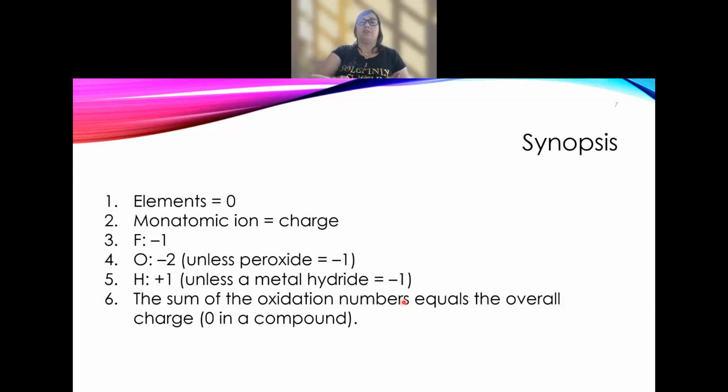Fluorine is -1. Oxygen is -2 unless it's in peroxide, and then it's -1. Hydrogen is +1 unless it's in a metal hydride, and then it's -1. The sum of the oxidation numbers equals the overall charge, and in a neutral compound, that's going to be 0. So that's a synopsis of our rules.